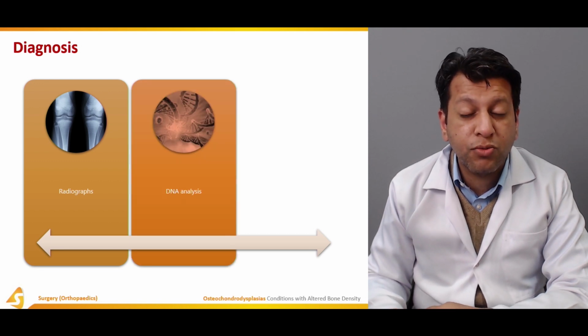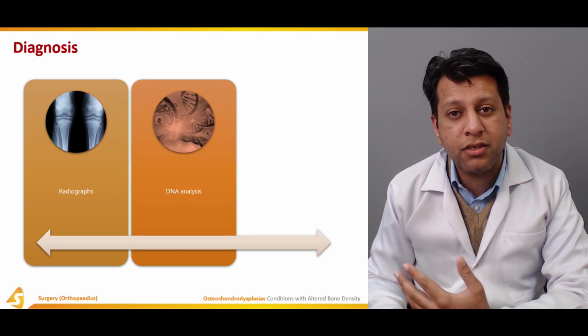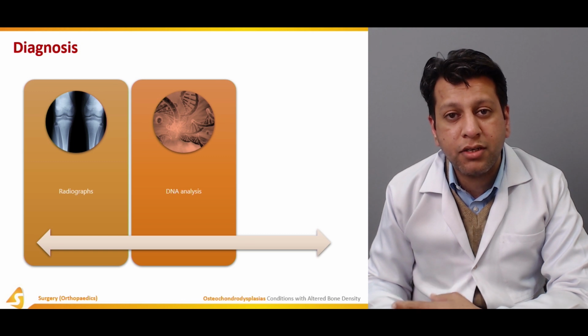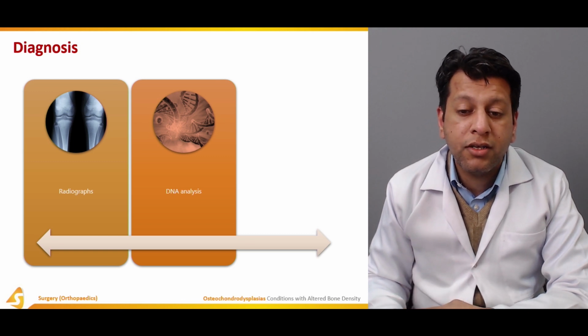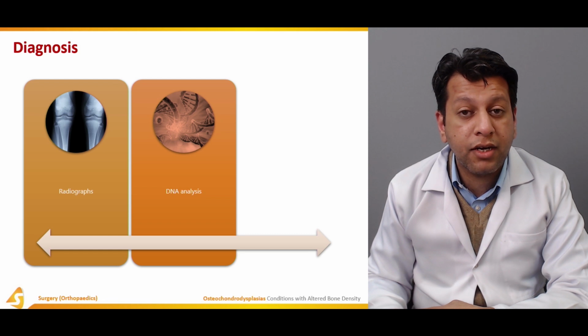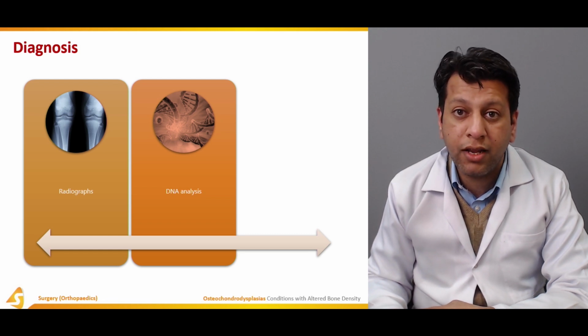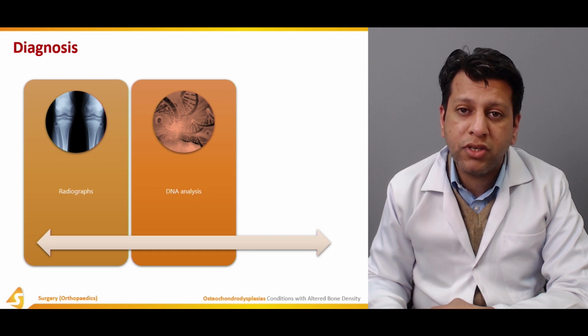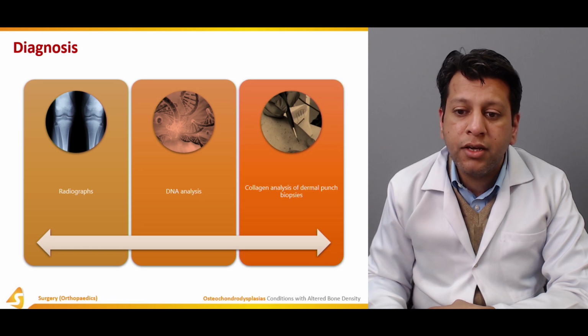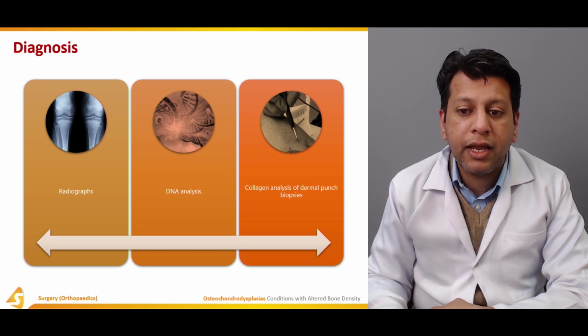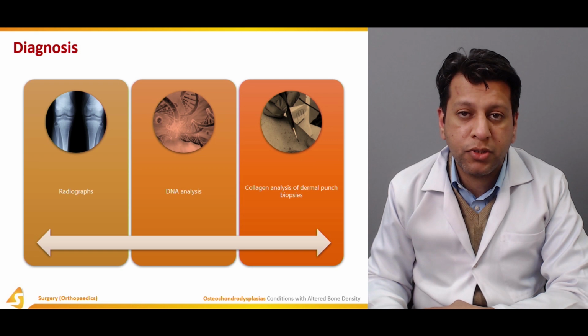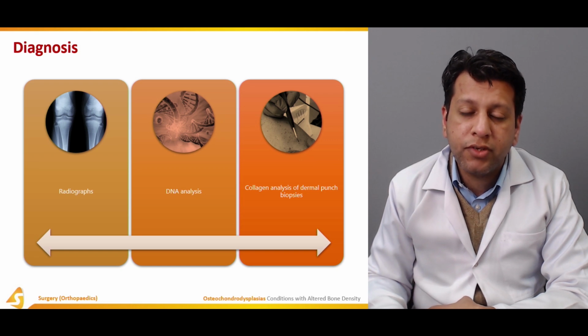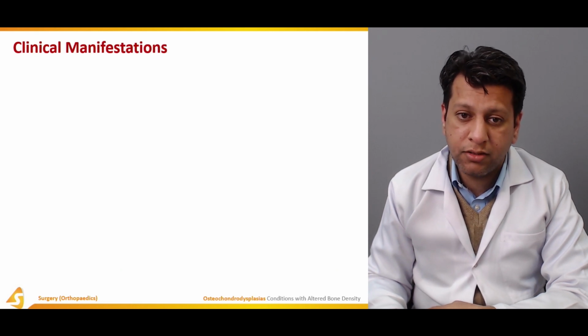The second is, once you know that most likely it's a skeletal dysplasia or something affecting the skeleton, then we go for DNA analysis. That is, we go for COL1A1 and COL1A2 gene analysis, and usually the receptors of these genes are not present in the analysis. The last way out is collagen analysis of dermal punch biopsies. Usually they will be deficient in type 1 collagen.